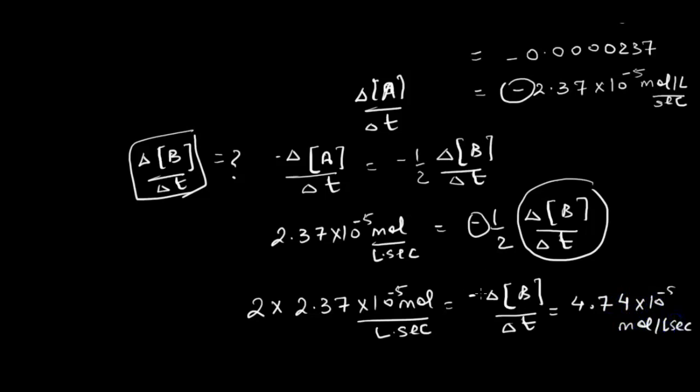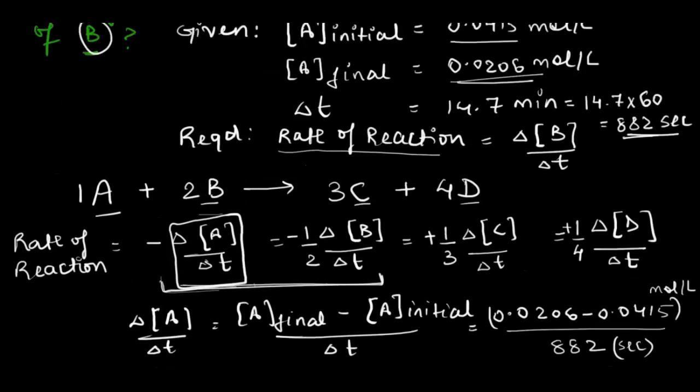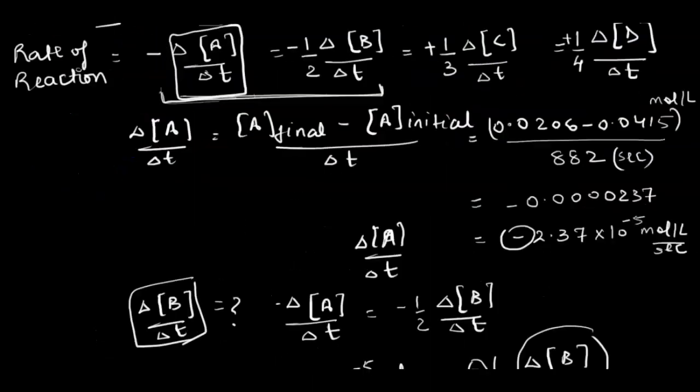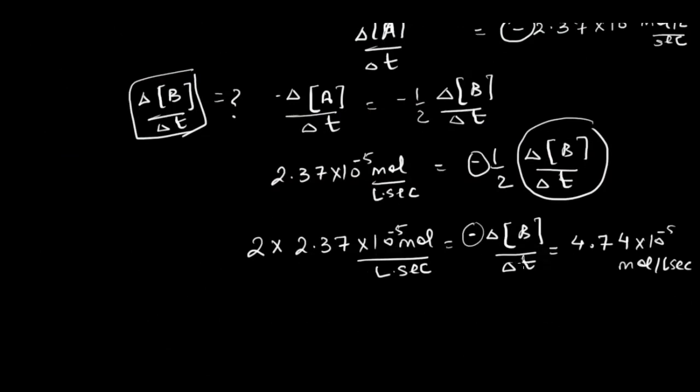And why is this negative again? This negative sign means that B is going to be consumed. So when we go back to the question, it wants us to find out what is the average rate of consumption of B. We have found out the average rate of consumption of B is 4.74 times 10 to the power minus 5 moles per liter second. Why do we know that this is consumption? Because the result is negative. We can take the negative on the other side and put this negative here, or we can leave it like this. That doesn't make a difference.